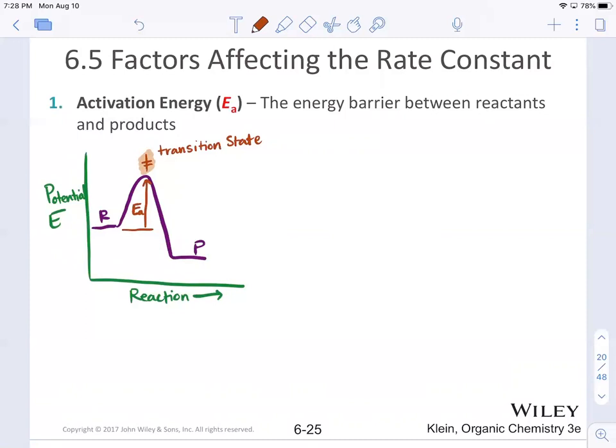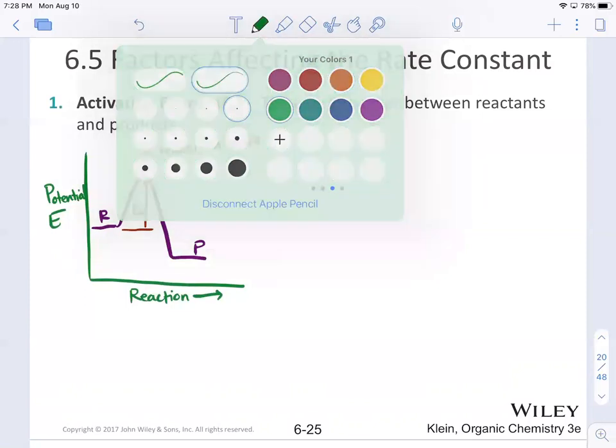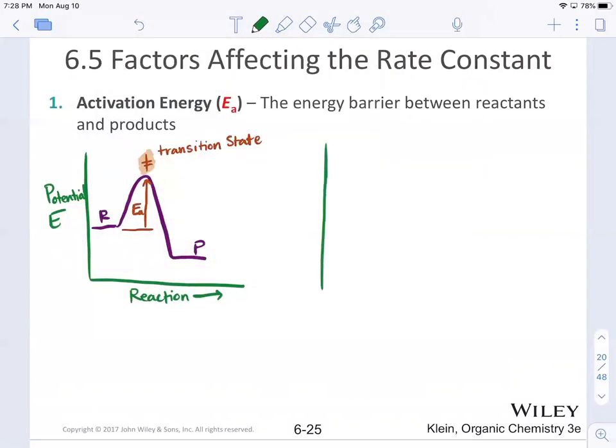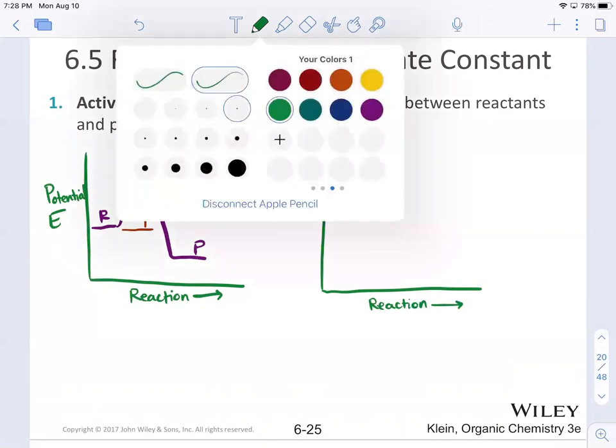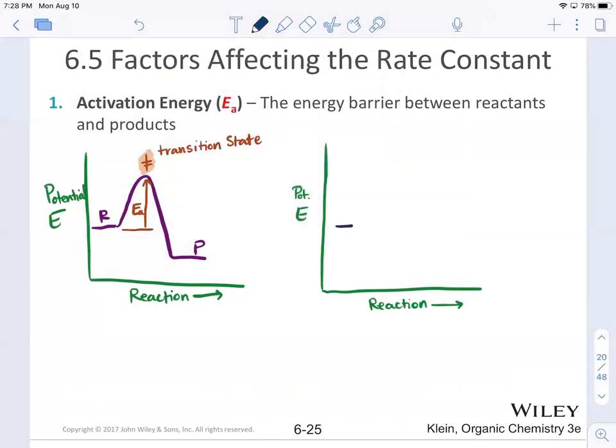The higher the activation energy corresponds to a slower reaction. So I want to look at these two potential energies. The purple one will be my first one. Let's do this blue one, and I'll try to get the reactants to be at the same level. And the products to be at the same level as well.